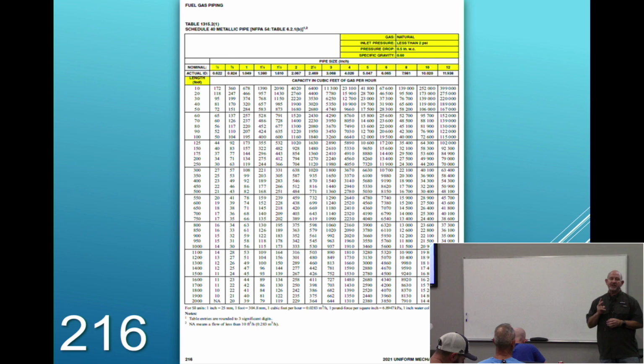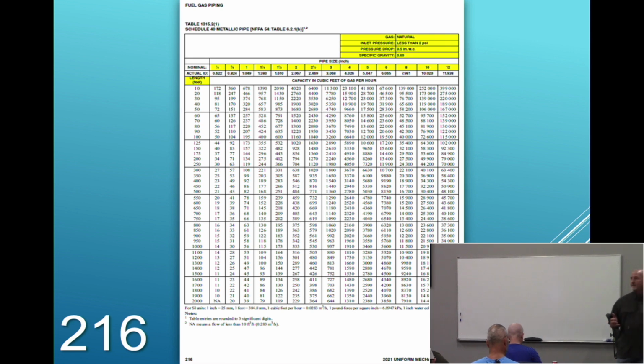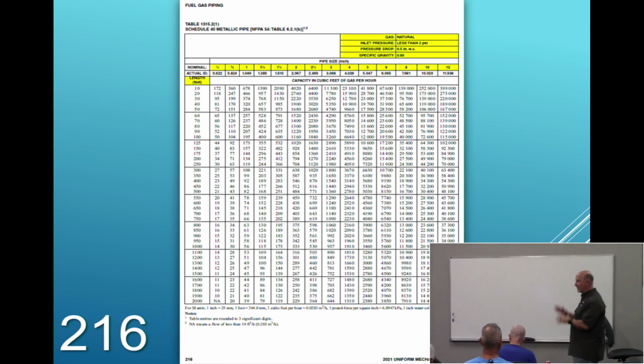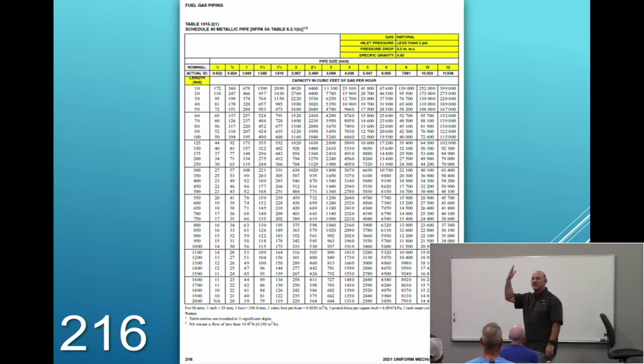Now, they have to tell you one of two things. They either have to define this table to you. Hey, when installing Schedule 40 metallic gas pipe conveying natural gas with inlet pressure less than 2 psi with a pressure drop of 0.5 inch water column. Do you agree that tells me this table? Yes. Or they could say, in accordance to table 1316.2 number 1. Yep. Right? So on the exam, they've got to give me either the data I need to get to the right table or a table number to know where to go. Okay? Test is very fair.